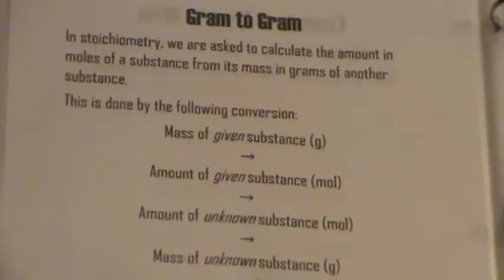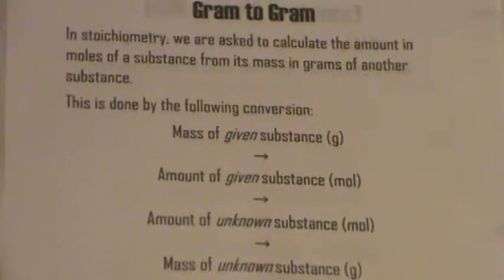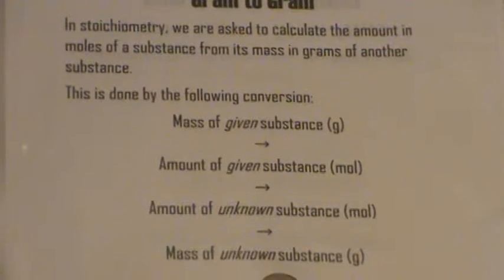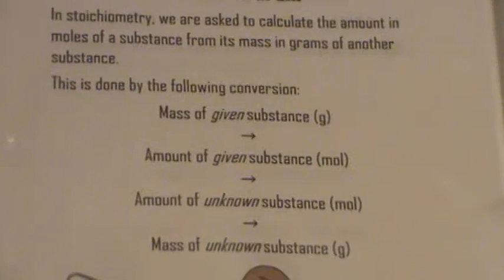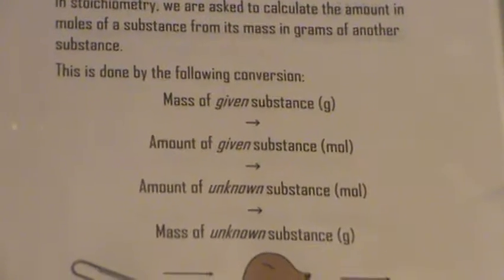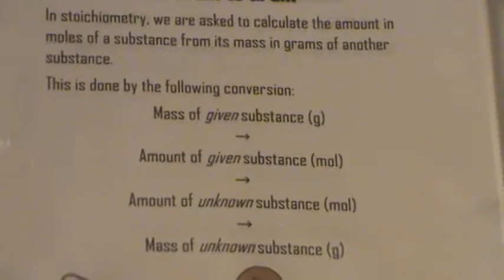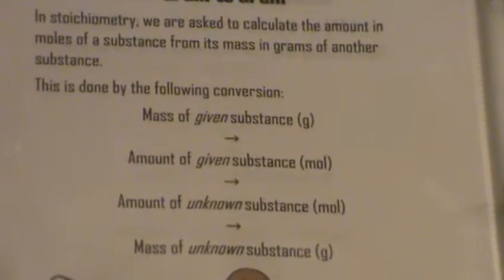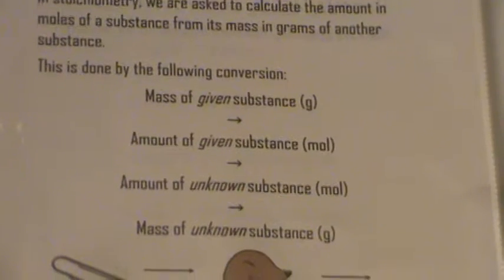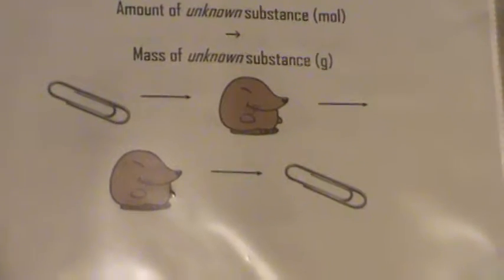Gram to gram. In stoichiometry, we are asked to calculate the amount in moles of a substance from its mass in grams of another substance. This is done by the following conversion: the mass of the given substance in grams, the amount of given substance in moles, the amount of unknown substance in moles, and the mass of the unknown substance in grams.